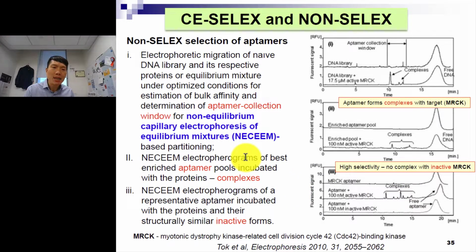A shorthand you might want to know is called NECEEM, the non-equilibrium capillary electrophoresis of equilibrium mixtures. Again, this is about partition phase chemistry, and we try to use the free aptamer and the complexations.